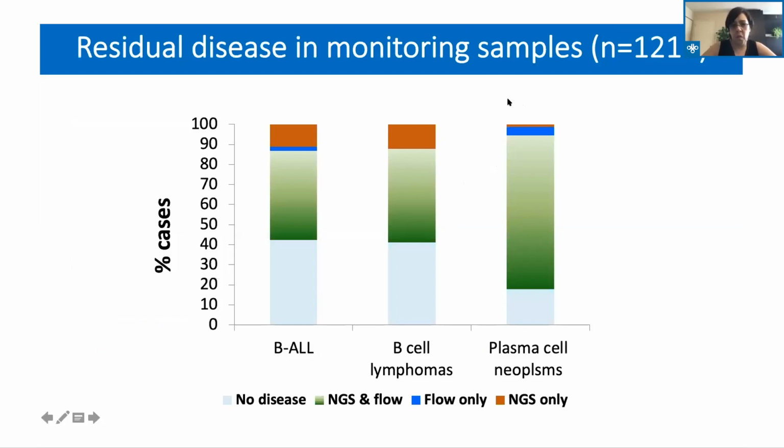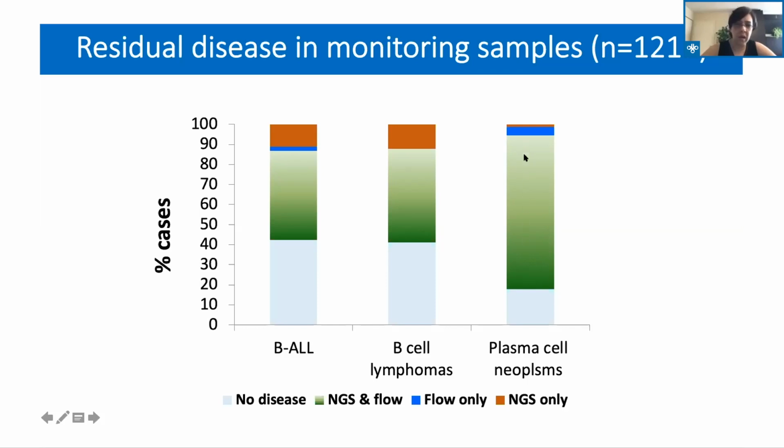How well does this work compared to flow cytometry? So it actually depends on the disease. If we looked at all of the cases that we have done, and these are specific patients that we have done in the past 3 years, if you looked at all of the plasma cell neoplasms, for example, NGS and flow cytometry work almost exactly the same.